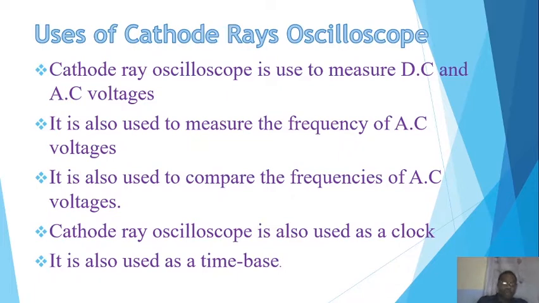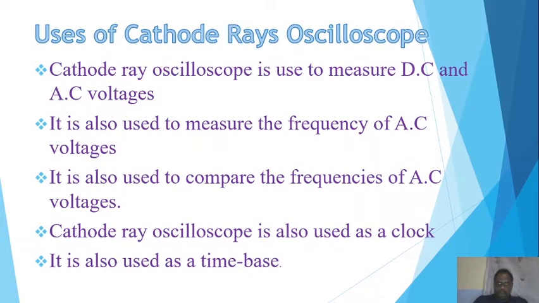Then in summary, we say the cathode ray oscilloscope is a vacuum tube that functions on the principle of thermionic emission. And it has three major components: the electron gun, the deflecting system, and the fluorescent screen.